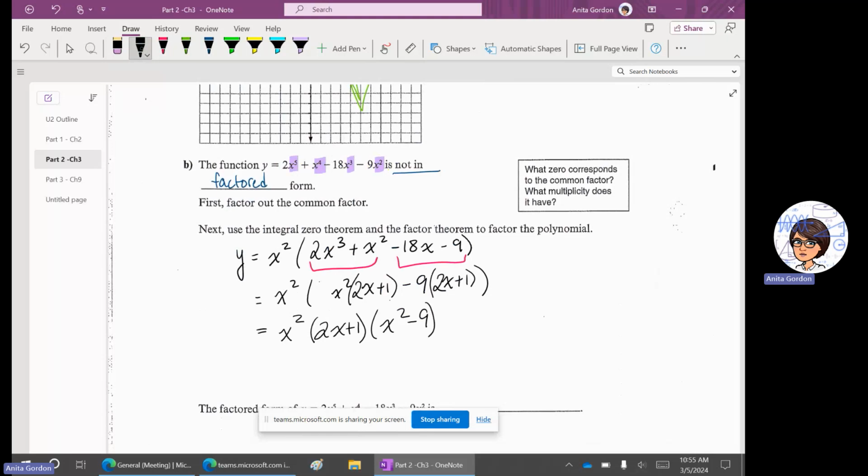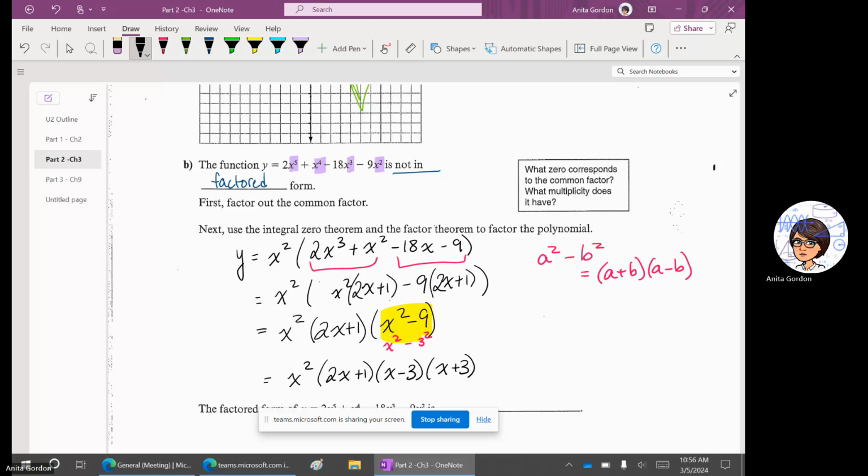X squared minus 9. Now to factor here, notice that this is a difference of squares. This is x squared minus 3 squared. And when we have a difference of squares, difference means we have 2 perfect squares with a minus sign in the middle. We can always factor them as a plus b times a minus b. So in completely factored form, I have x squared, 2x plus 1, x minus 3, and x plus 3. Awesome. Okay.